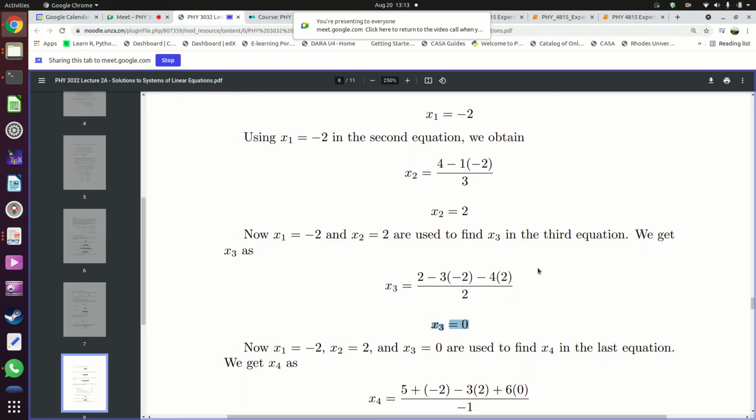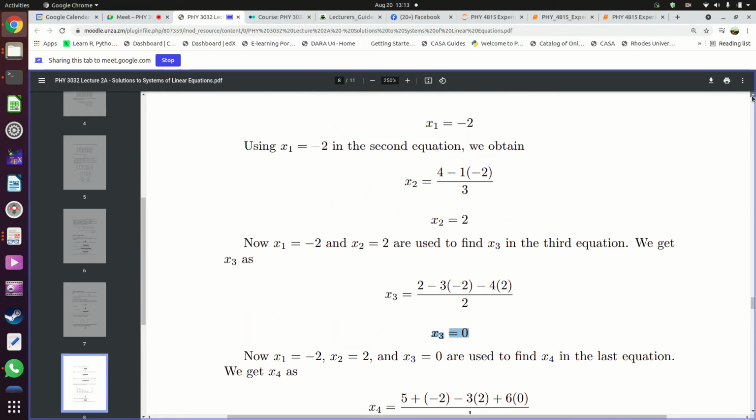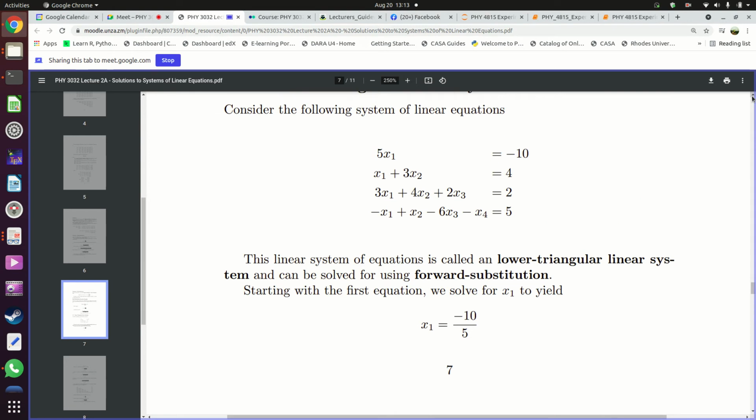Then next, you use your values of x1, x2, and x3 to find x4 using the last equation. So when you do this, you have your x1 known, your x2 known, your x3 known, so use what you have here to find the last equation. Basically what you do in this case, you get x4 to the other side, then this bit to this side, so you end up with minus 5, minus x1 plus x2 minus 6x3 equals x4.